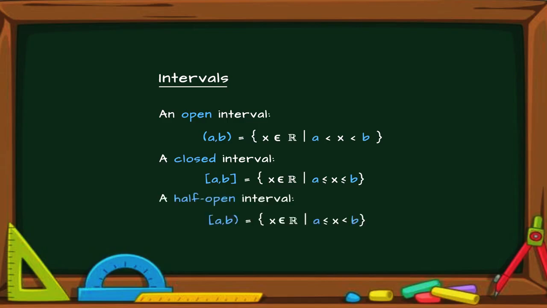By playing around with inequality symbols, we can go on to define a bunch of other kinds of intervals as well. A half-open interval, for example, is one that includes one of the endpoints, such as the left endpoint, but excludes the other endpoint, such as the right endpoint, which is the case here. So the half-open interval from a to b, with a square bracket on the left and a parenthesis on the right, would be the set of all real numbers x such that x is greater than or equal to a, but strictly less than b.